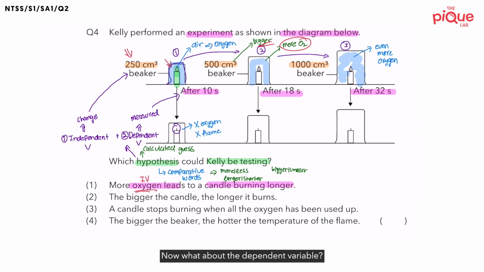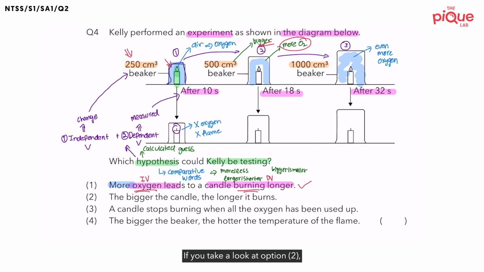Now what about the dependent variable? The dependent variable is how long the flame took to burn. Besides this, does this statement have any comparative words? Yes, it does. We have words such as more and longer. And because this statement has both our independent and dependent variable, as well as our comparative words, option 1 is the correct answer. Let's see why options 2 to 4 are not correct.